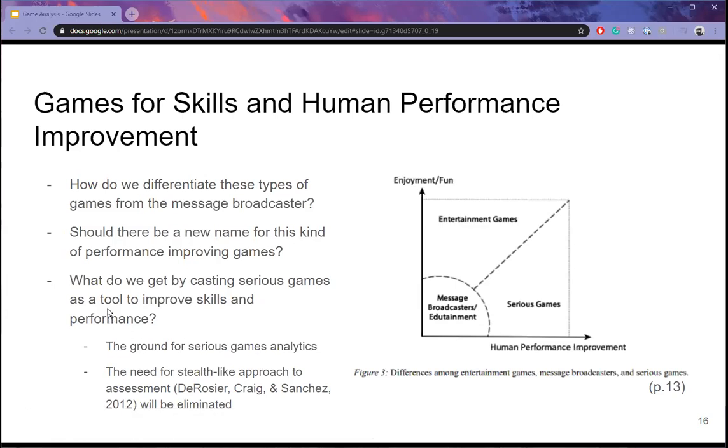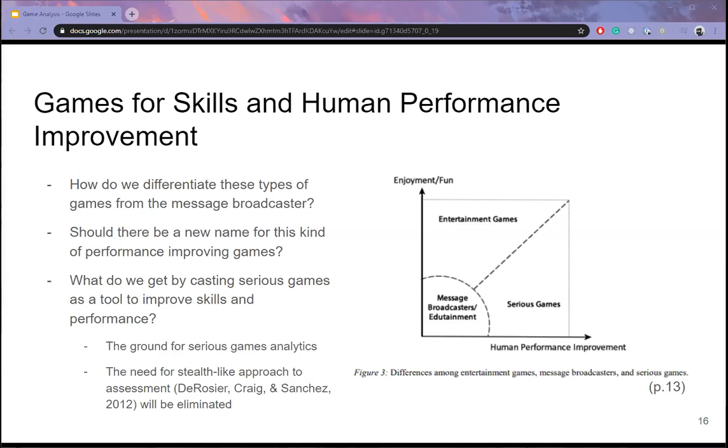And finally, what do we get by casting serious game as a tool to improve skill and performance and not including message broadcaster in there? By doing this, we actually have the ground for serious game analytics. So if we say a game is a serious game, then we can proceed to analyze it by measuring its effect on how much it can improve the play learner's working or learning performance, instead of just saying, okay, this game is not graded for entertainment, so yes, it's a serious game.